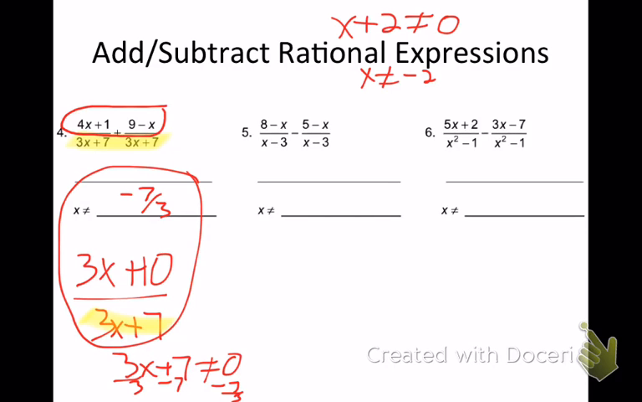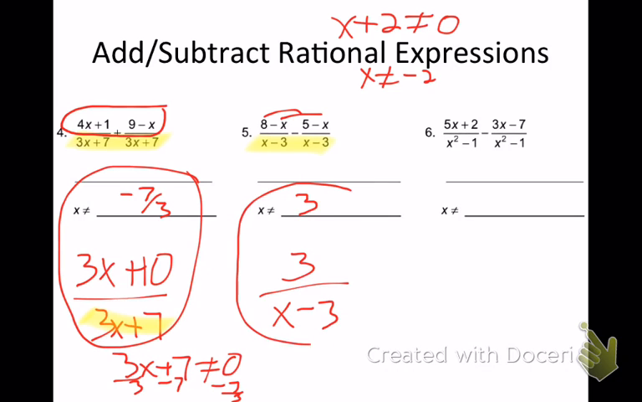5. Drew, are my denominators the same? Yes. All right, so let's work it out here. What's 8 minus 5? 3. What's negative x minus a negative x? It'd be negative 2x. No, it'd be 0. So you end up with 3 over x minus 3. And what can x not equal now, Drew? X cannot equal a positive 3. Nice job.